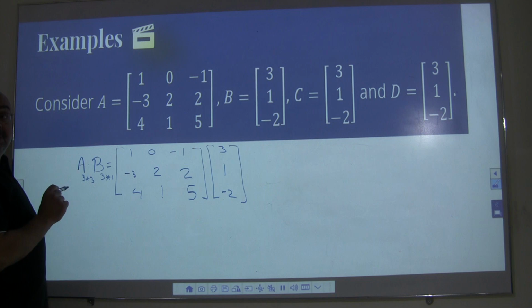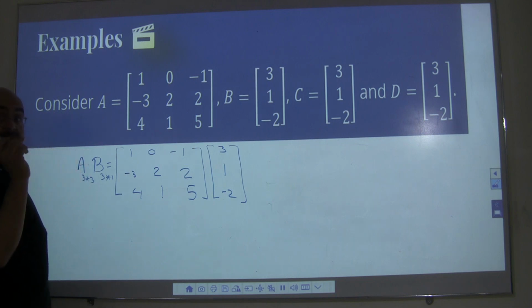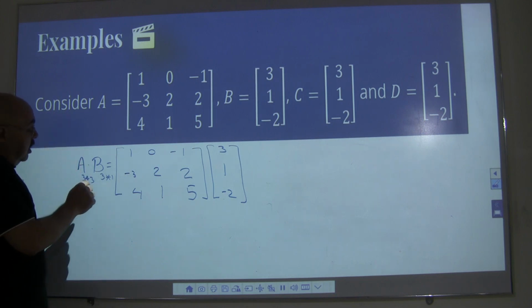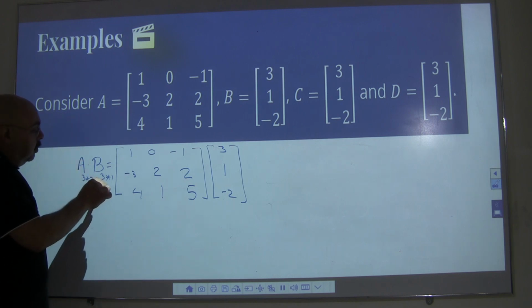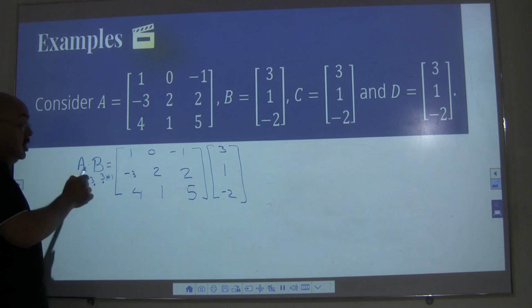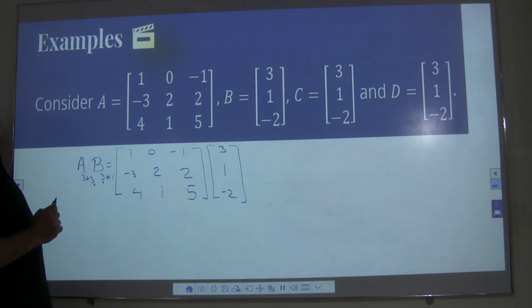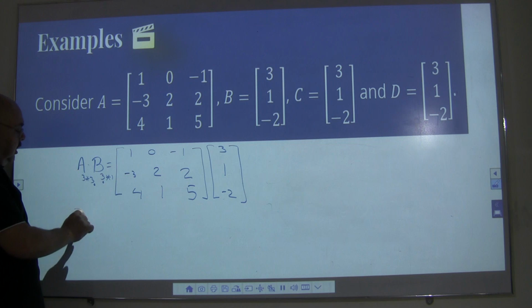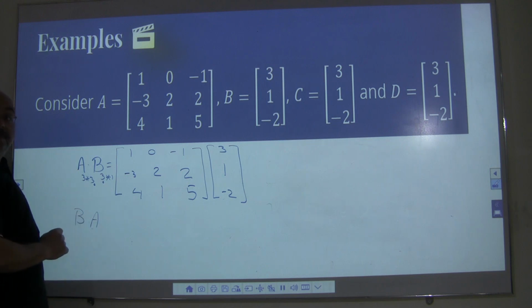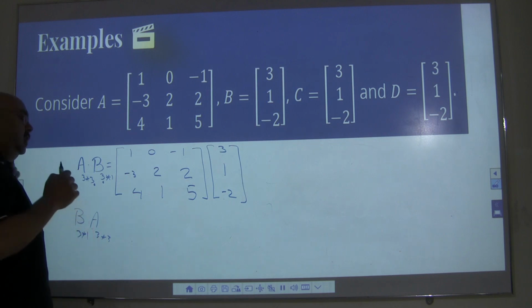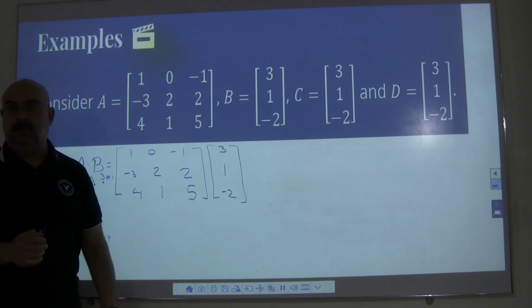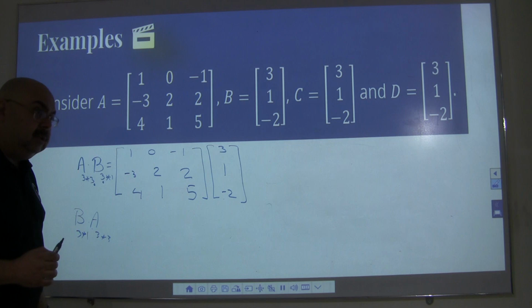In order to do multiplication, the columns of the first matrix must equal the rows of the second matrix. So here it is possible to make this multiplication. Is it possible to get B times A? No, it's not going to be possible, because B is 3 times 1 and A is 3 times 3, so it's not even possible to go through multiplication. How to do multiplication?